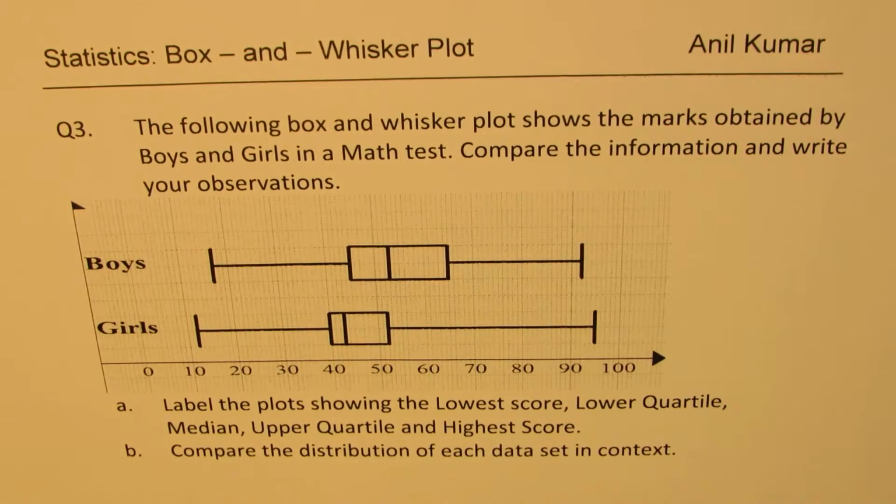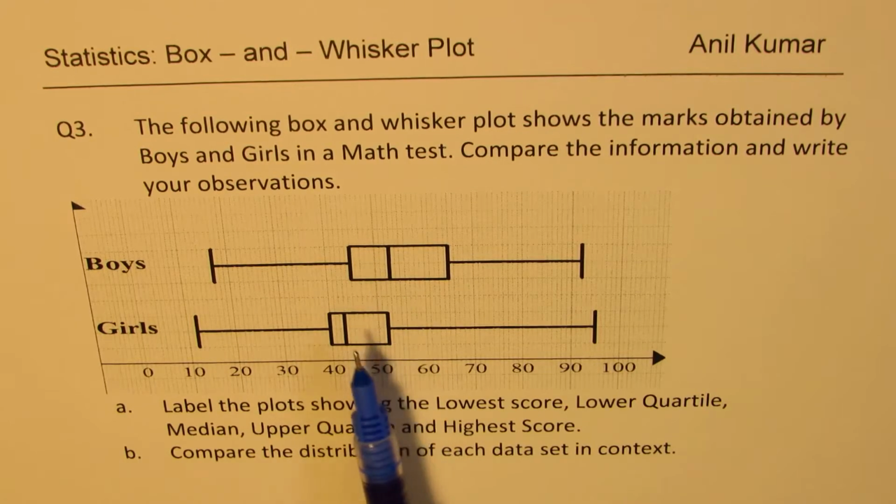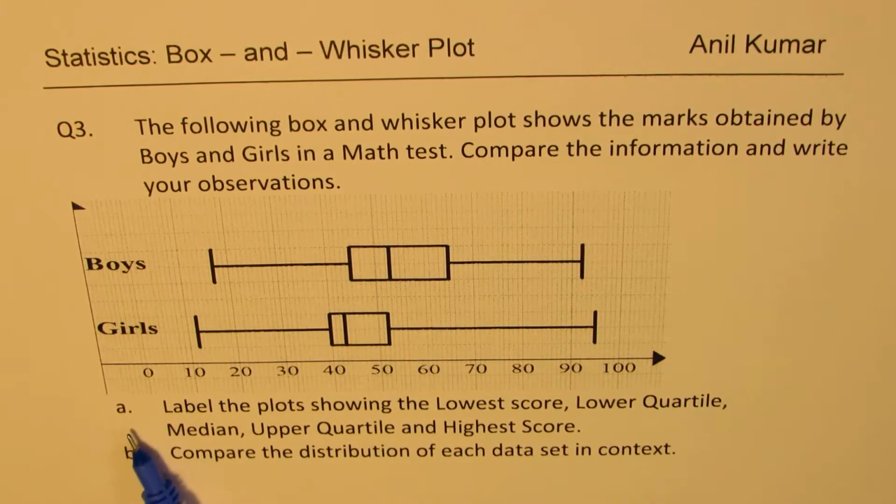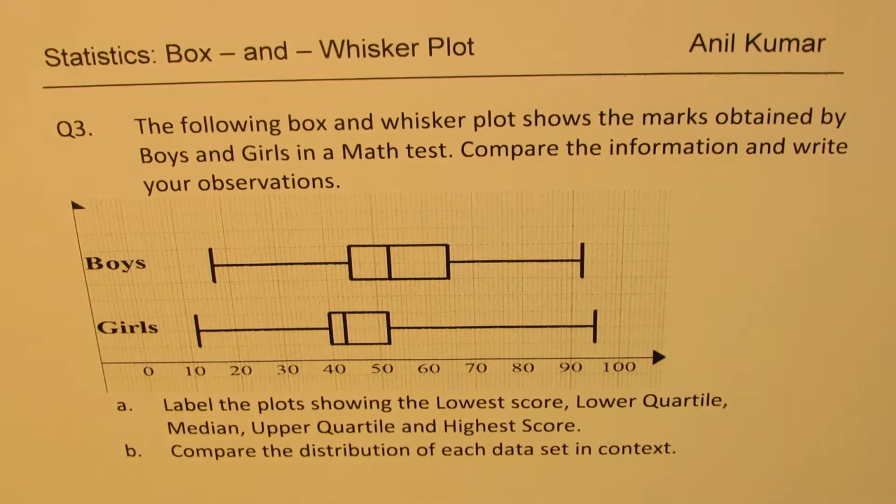Here is question number 3. The following box and whisker plot shows the marks obtained by boys and girls in a math test. Compare the information and write your observations. So that is for boys, this is for girls. First question here is, label the plots showing lowest score, lower quartile, median, upper quartile and highest score. Question B is, compare the distribution of each data set in context. So now you can pause the video, answer this question, and then look into my suggestions.